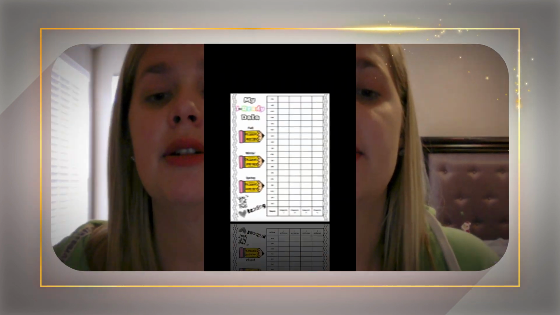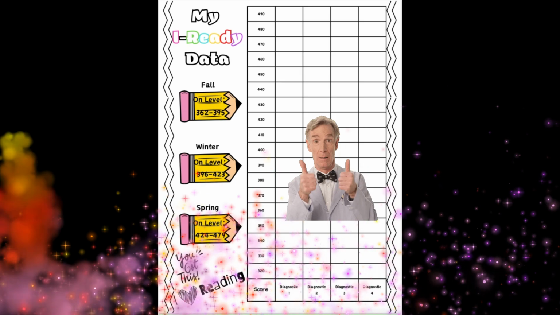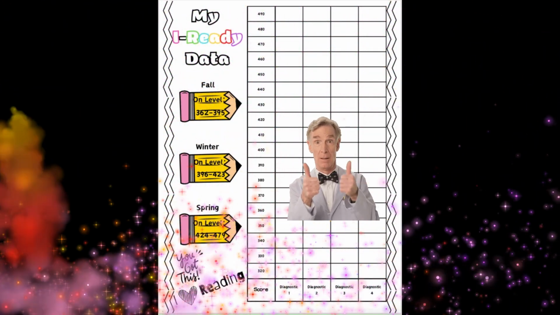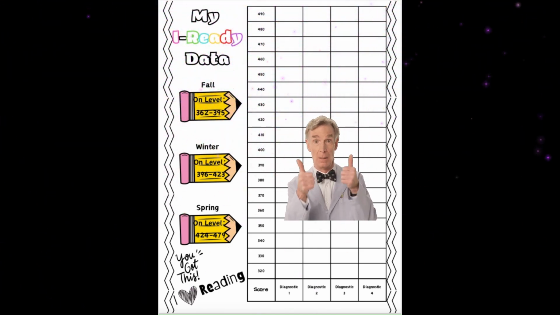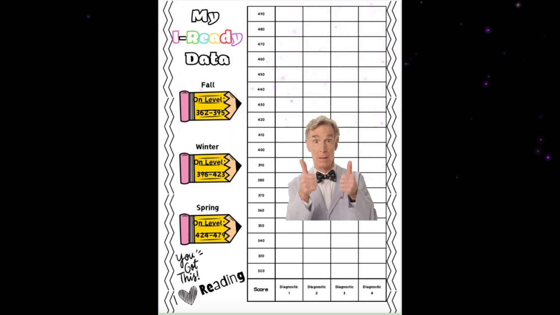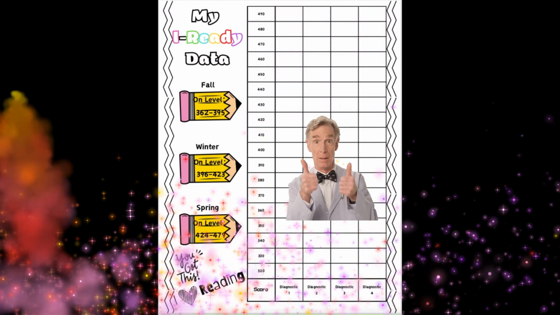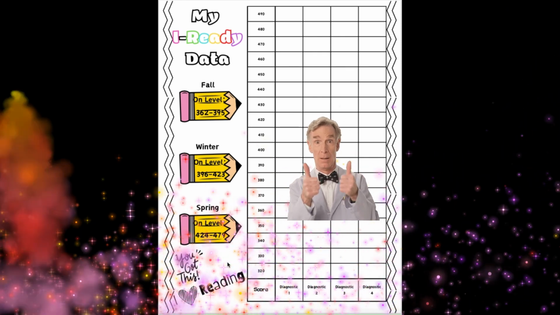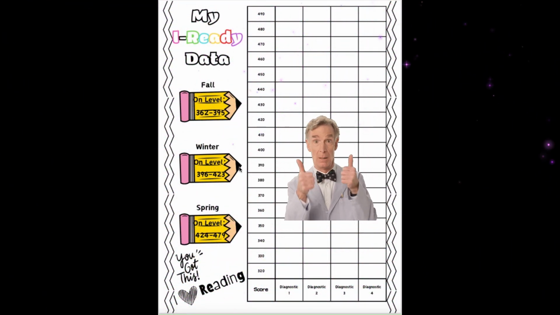So I'm going to go ahead and show you where I started with the data trackers. I wanted to start off by showing you what I first created for the iReady data trackers. I started with grades K through 3 because that is what I'm most familiar with. If you notice on the screen, I have diagnostic 1, 2, 3, 4, and then what would be on level for fall, winter, and spring.